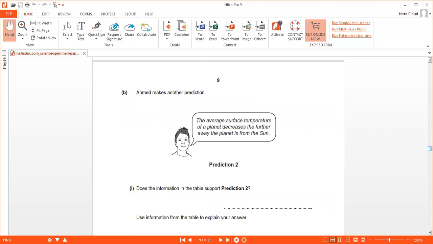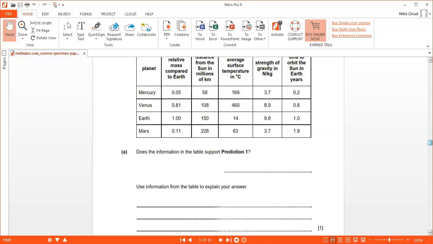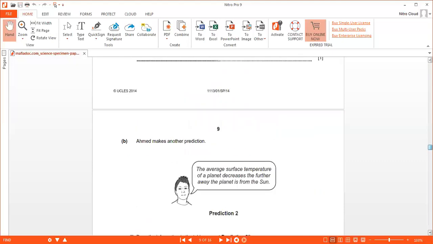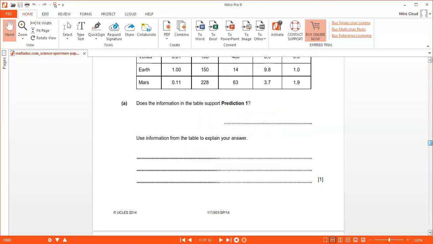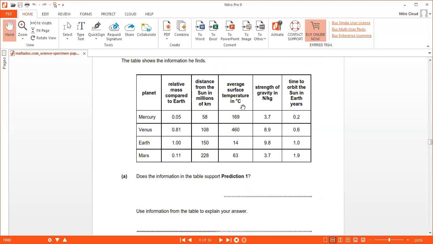B. Ahmed makes another prediction. The average surface temperature of a planet decreases the further away the planet is from the sun. Does the information in the table support prediction 2? Look at the table. He said that the temperature decreases the further away from the sun.